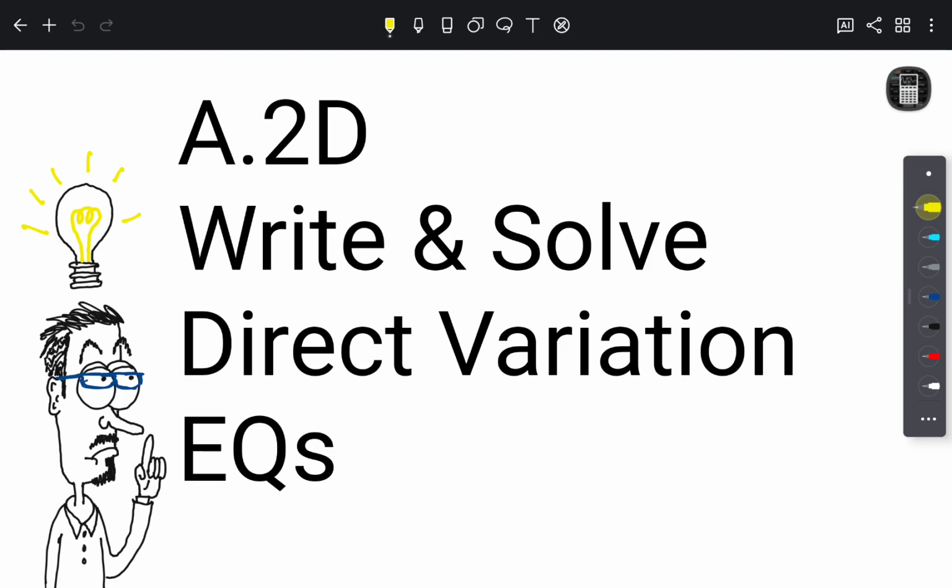Write a direct variation equation. We did that by writing the equation y equals kx and using the information we were given to substitute into the equation and then solve for k. Now what we're going to do is use the information given, substitute it into the formula, solve for k, and then use the equation that we wrote to find out another piece of information. So you can see how these three pieces are building onto each other.